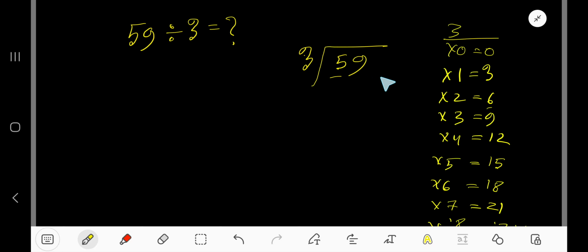3 goes into 5 how many times? 2 times is 6, which is greater, so 1 time. Write 1. 1 times 3 is 3. Subtract, you are getting 2.